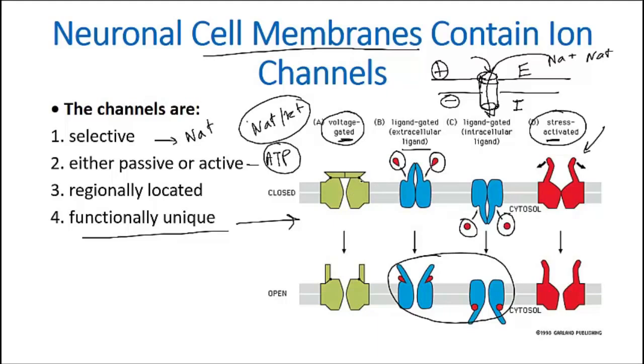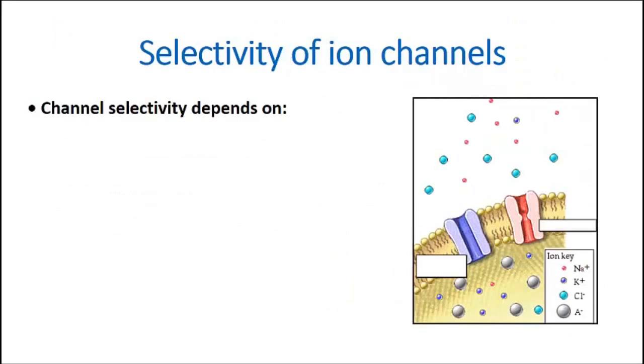So let's look at the selectivity of the ion channel. The channel selectivity depends on many factors. The feature of selectivity is important because it allows some ions to pass through and prevents the passage of other ions. If we look at this picture, you will see two different ion channels listed, and different ions are also listed: sodium, potassium, chloride, and A-.